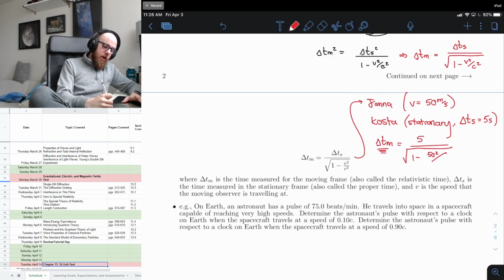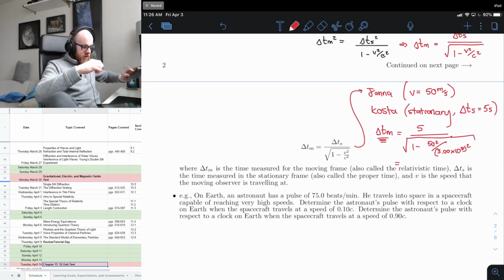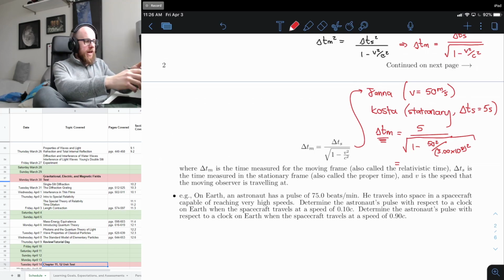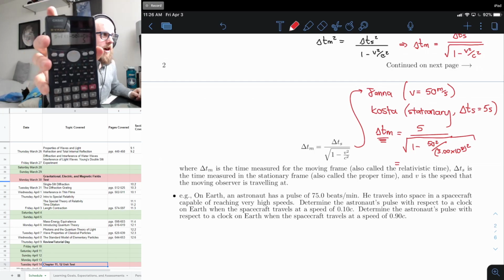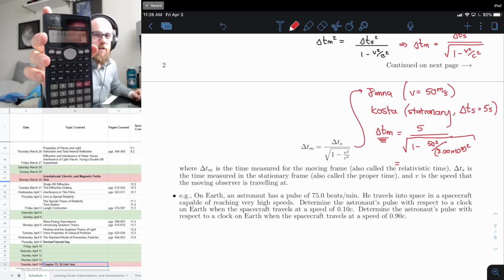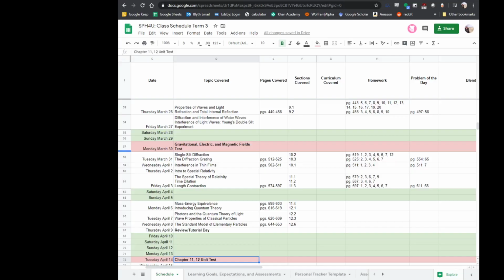Now c squared is a giant number, right? 3.00 times 10 to the 8. It's a giant number, and we're going to square it. So it's even more giant, okay? And so when we plug this into our calculator, let's see what we get. 5 over the square root of 1 minus 50 squared over the speed of light squared. Actually, when I plug that in, my calculator gives me 5 again, because it was such a small difference that it just rounded. Okay, so let me try Wolfram Alpha. Let's see if Wolfram Alpha will get me a more meaningful answer here.